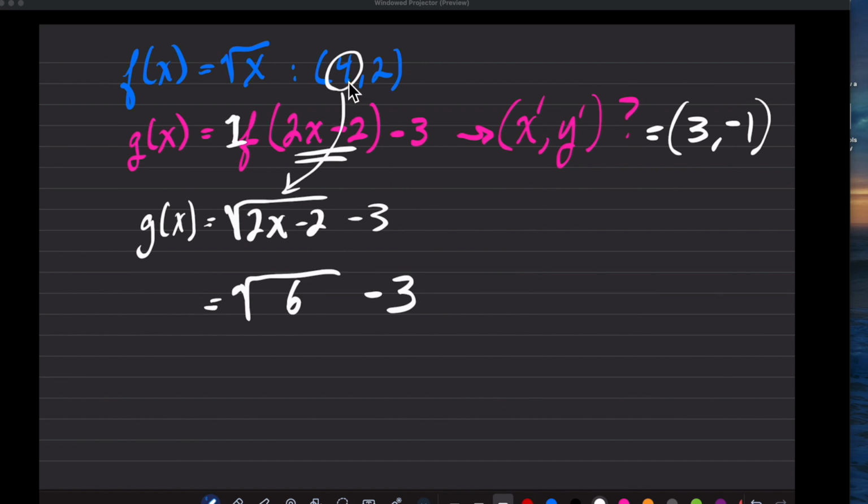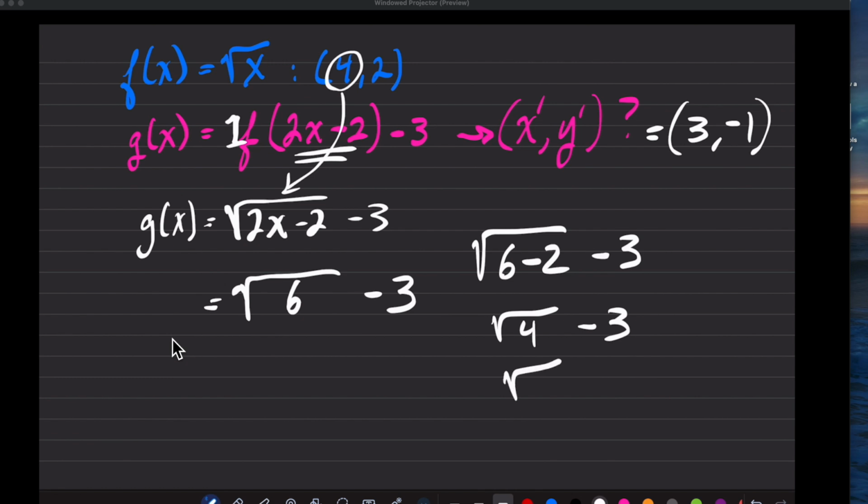Why? Because the 4 is shifting. You can't plug 4 into g of x and expect to get the correct answer, because the 4 has changed to 3. Now, if you plug 3 in there, then you can get the square root of 6 minus 2 minus 3. The square root of 6 minus 2 is 4 minus 3. And we're going to get 2 minus 3 equals negative 1. That you can do. So once you get your x value, you could theoretically plug that new x value into the transformed function and get the correct y value.